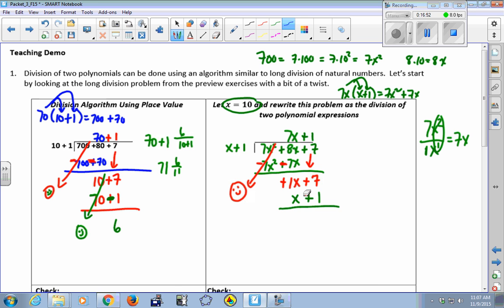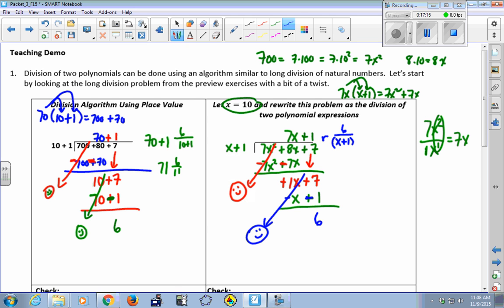I change the signs on both of those terms because I'm subtracting the whole shebang. So this becomes a subtraction and that becomes a subtraction. My x's go to 0. And I have my remainder 6. So to write my remainder, I would write 6 over x plus 1.